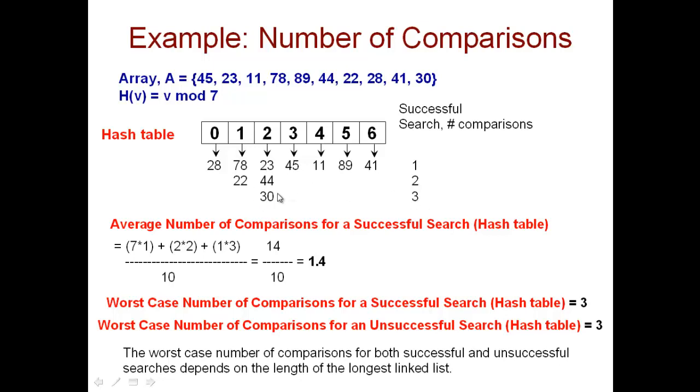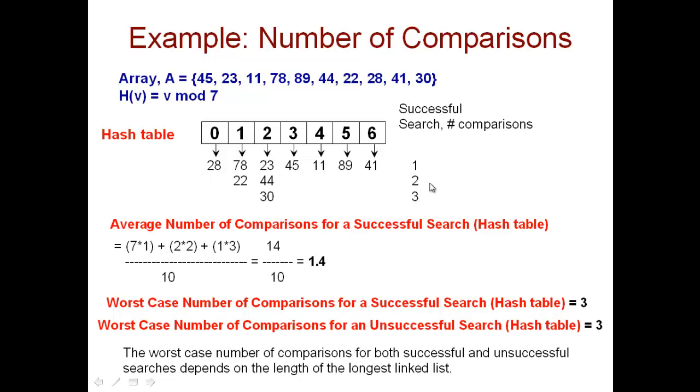So now to find the average number of comparisons, we have to consider how many elements are going to be found as the first element in any of these linked lists, how many as second element, and so on. So you see 1, 2, 3 up to 7 elements are going to be first elements in any of these linked lists.